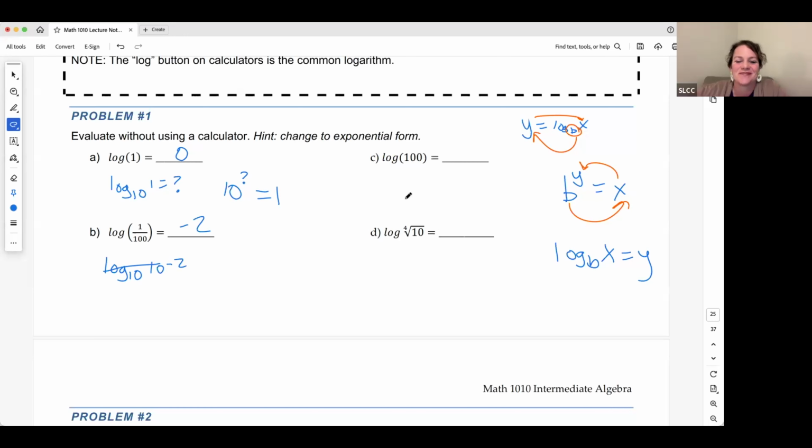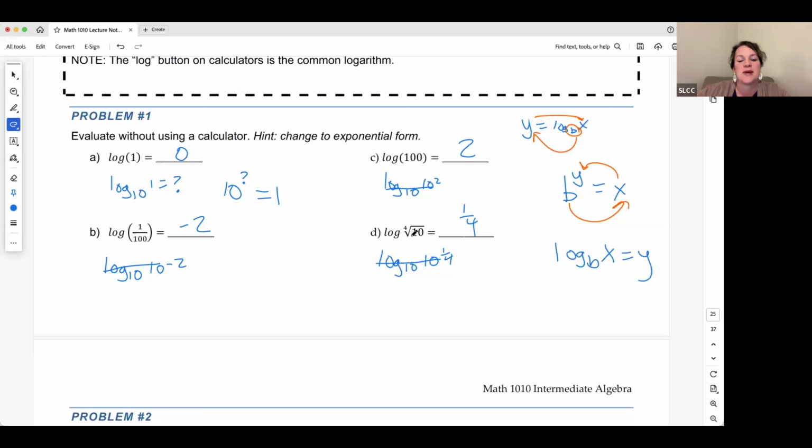Let's try C. Log base 10 of 10 squared. Log base 10 of 10 will undo each other, and I'm just left with 2. What about this one? Log base 10 of 10 to the 1/4. Remember, as an exponent, the fourth root is 1/4. The log base 10 of 10 will undo each other, and you're left with 1/4.